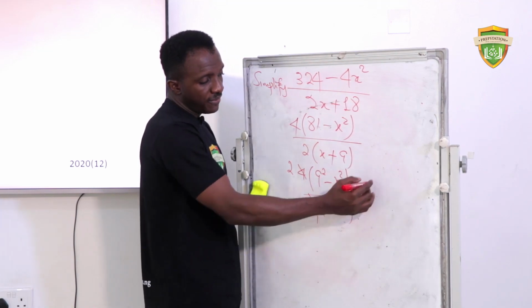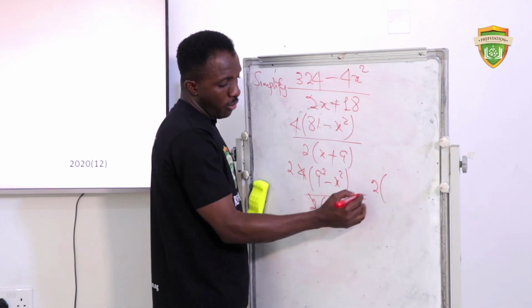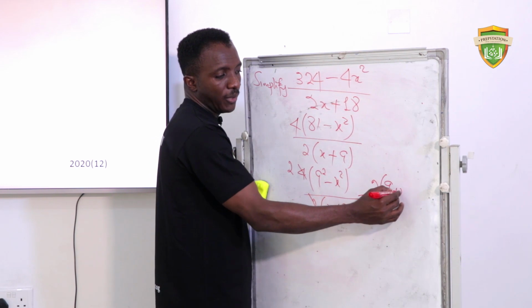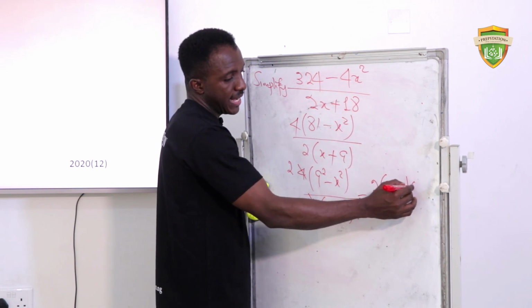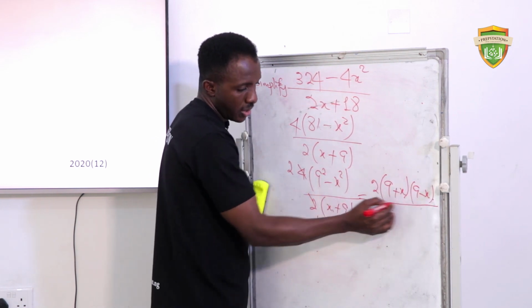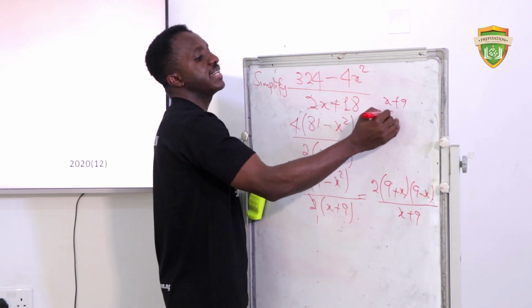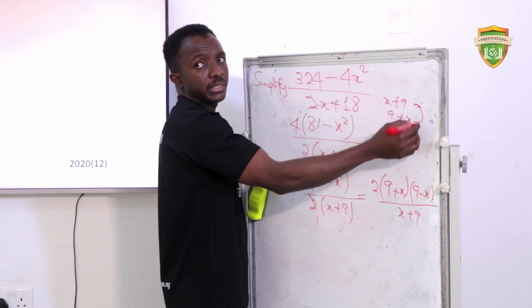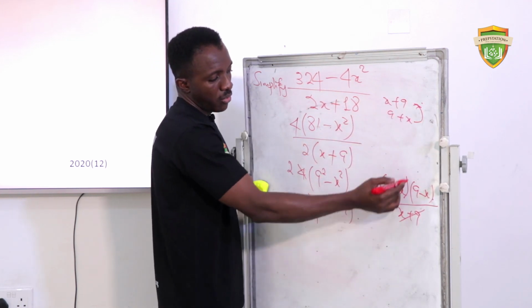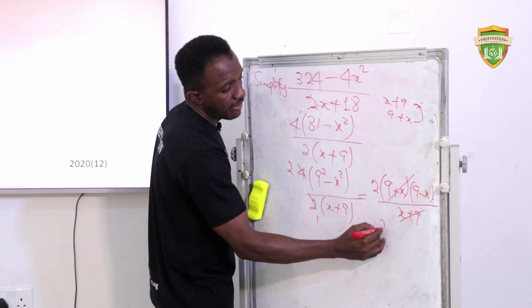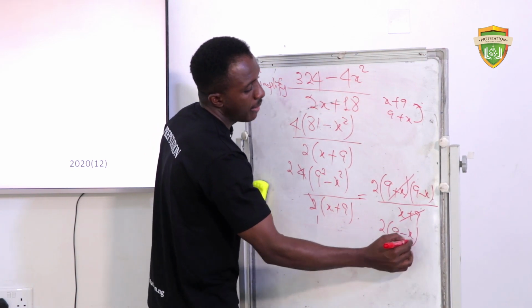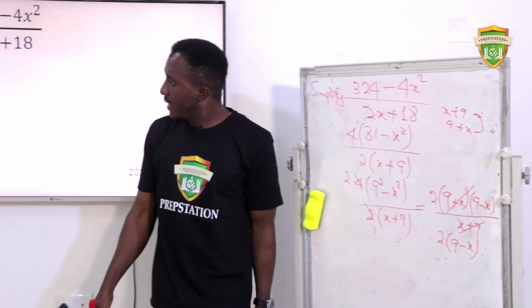And what I talked to you about difference of two squares, it means we have 2 times 9 plus x and 9 minus x over x plus 9. Now remember, x plus 9 and 9 plus x are the same thing. So this will cancel this. And we have 2 into 9 minus x. Let's see if we have the answer.